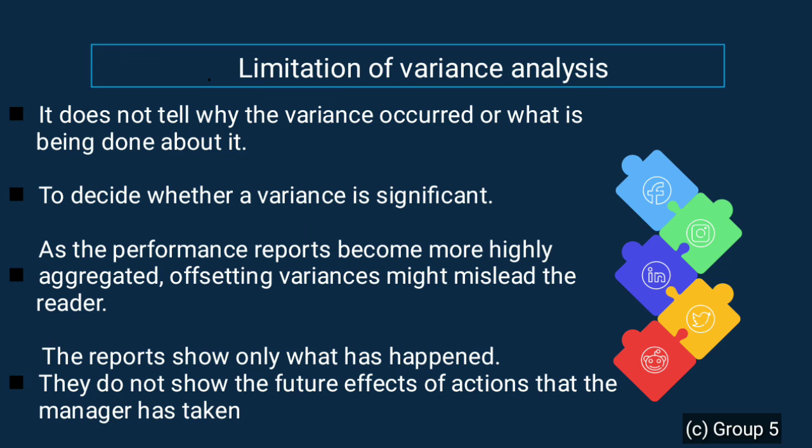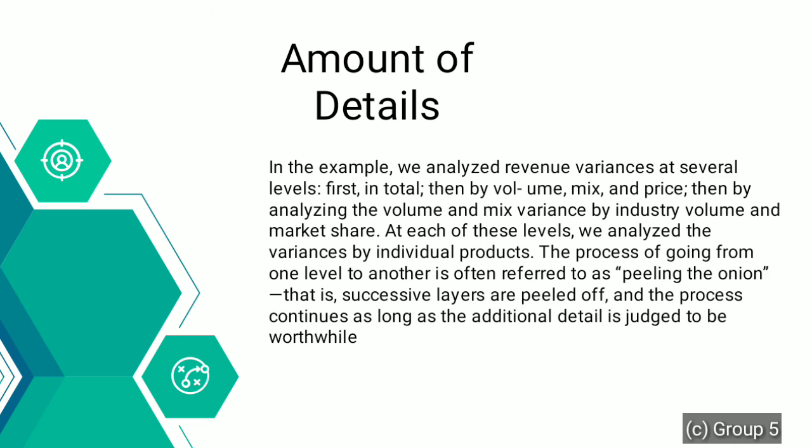The next is about amount of detail. In the example, we analyze revenue variance at several levels. First, in total, then by volume, mix, and price. Then, by analyzing the volume and mix variance by industry volume and market share. At each of these levels, we analyze the variance by individual products.